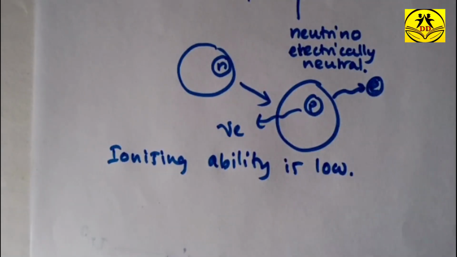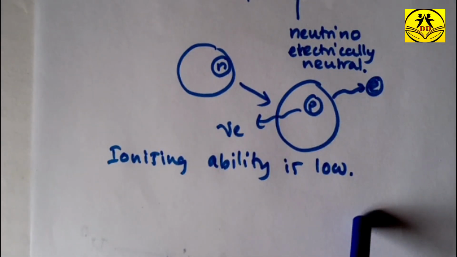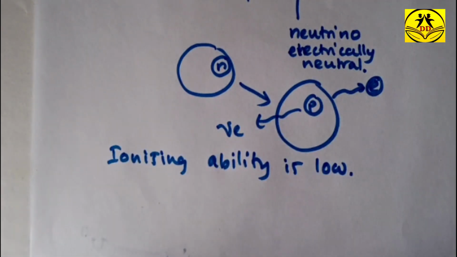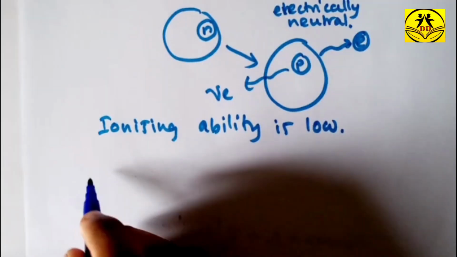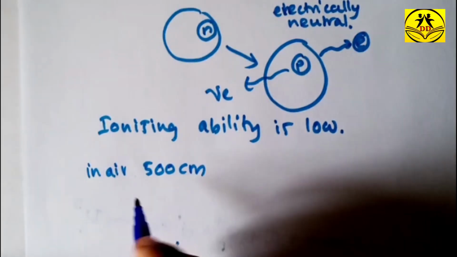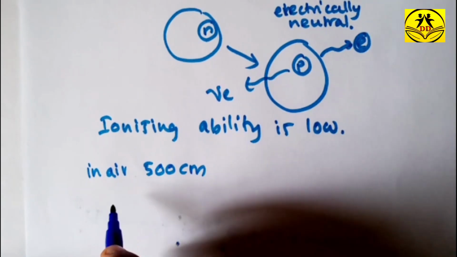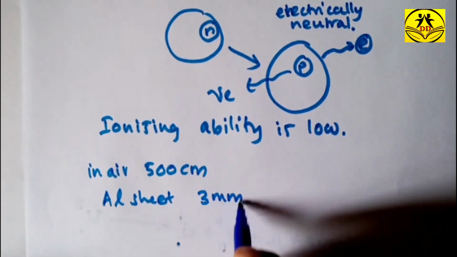As beta particles are lighter and fast moving compared to alpha particles, their interaction with other particles or atoms during a very short time period is less. So their ionizing ability is low compared to alpha particles, but they have a higher penetration ability. A beta particle with maximum kinetic energy can travel in air up to 500 centimeters, and it can be stopped by an aluminium sheet of thickness about 3 millimeters.